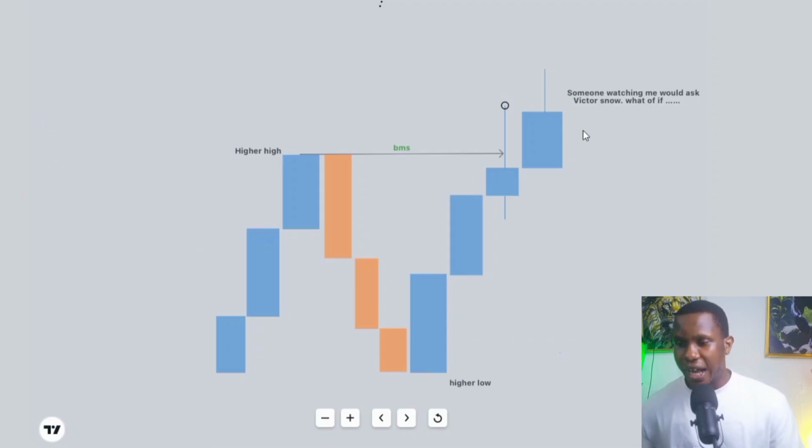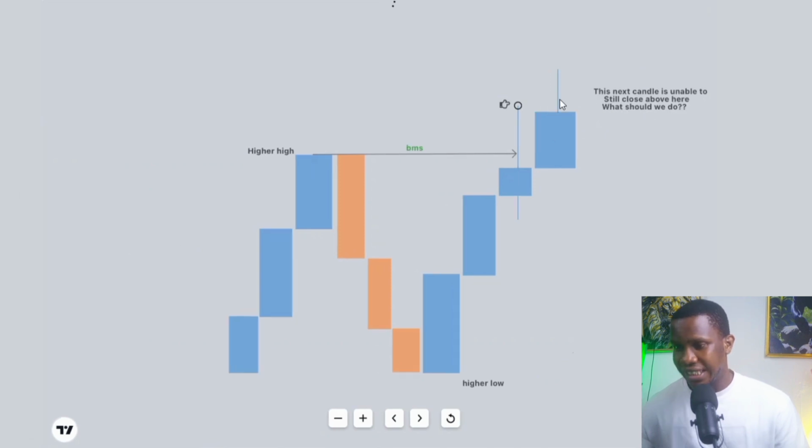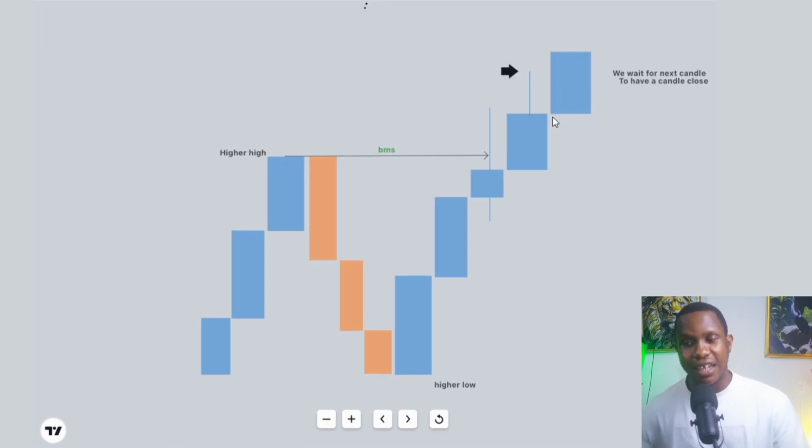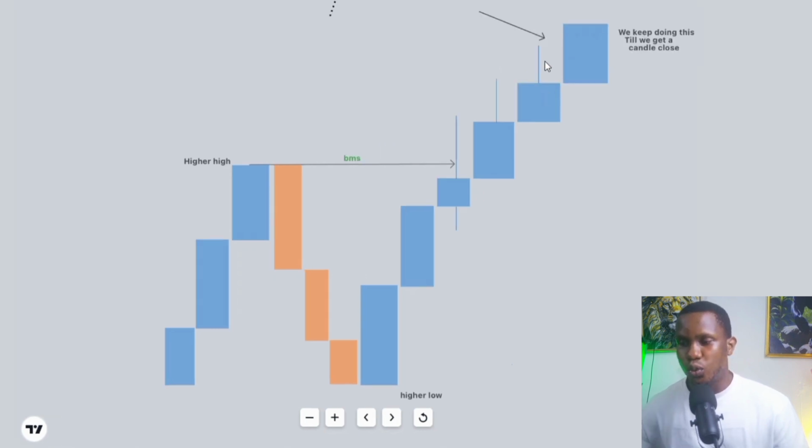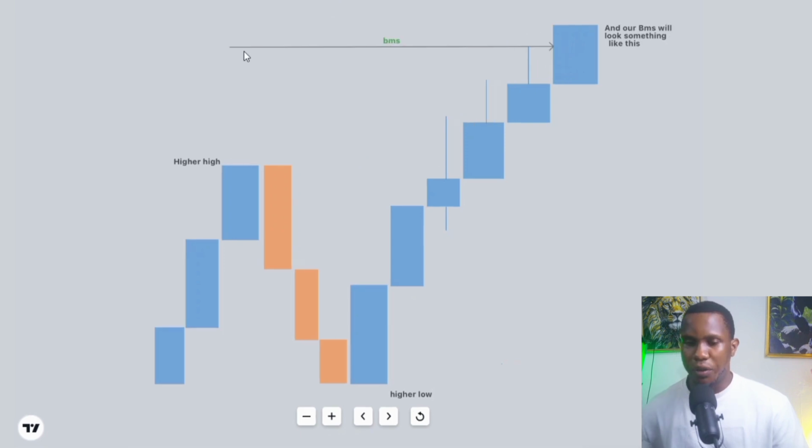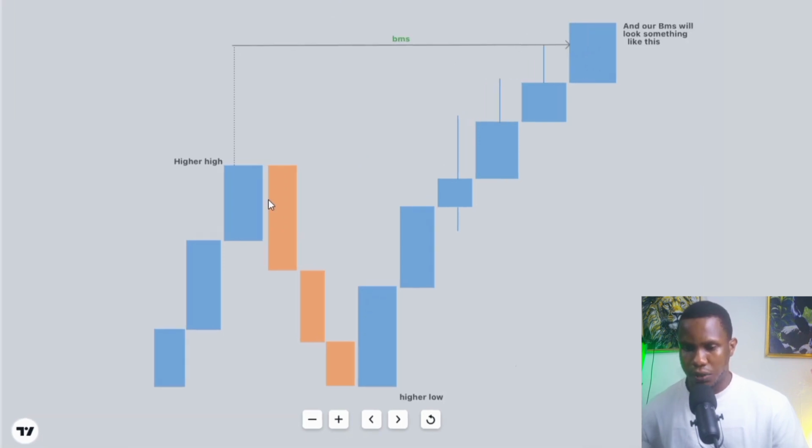Someone watching me will ask, Victor, what if the next candle is unable to still close above this wick here? What should we do? We must wait for our next candle to have a candle close above, not this one, this one. We keep doing this until we get a candle close. I will mark out our break of market structure like this, and we connect from here to here.